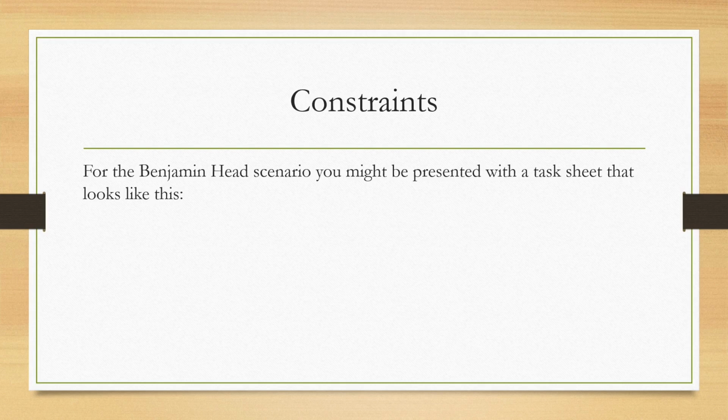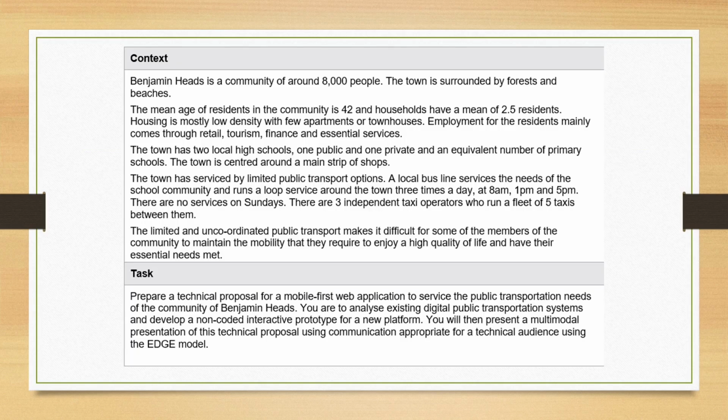So if we had this Benjamin Heads township presented as a task sheet, it might look something like this. So the context area is the information that was presented earlier in the side-by-side graphic. Underneath it says there is the task. And the task could say, prepare a technical proposal for a mobile-first web application to service the public transportation needs of the community of Benjamin Heads. You are to analyze existing digital public transportation systems and develop a non-coded interactive prototype for a new platform. You will then present a multimodal presentation of this technical proposal using communication appropriate to a technical audience using the EDGE model.